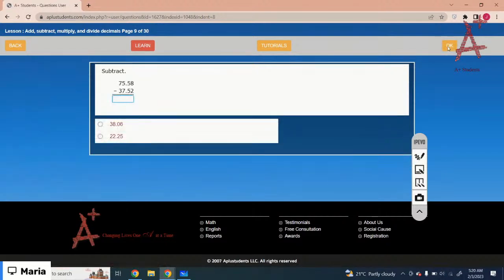Okay, the next one you have to subtract. So which is the correct option? 8 take away 2 is 6. Then 5 take away 5 is 0. 5 take away 7. You cannot subtract 7 out of 5, so you have to borrow 1. It would be 15 here. 15 take away 7 is 8. And 6 take away 3 is 3. So it would be 38.06. Got it? The correct option is 38.06.